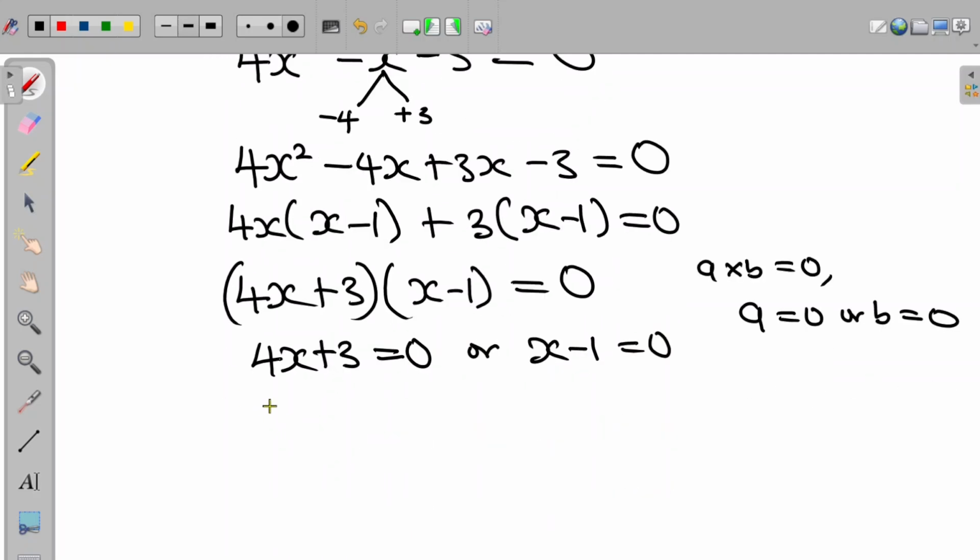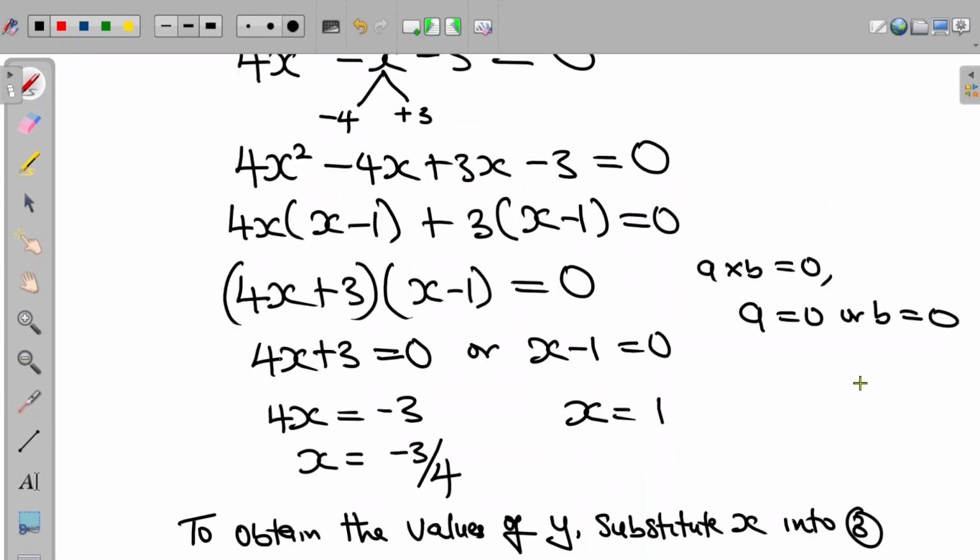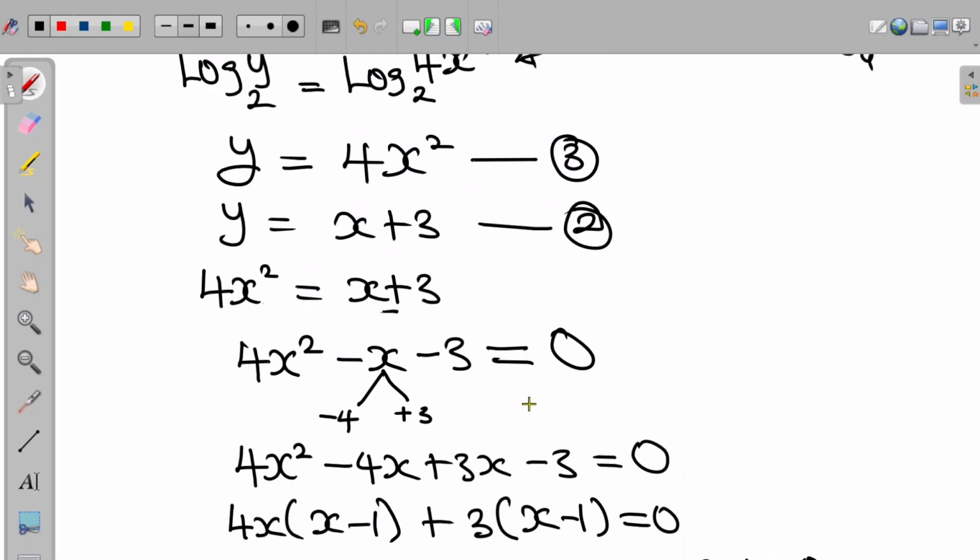So therefore, we have it that 4x is equal to -3, so x is equal to negative 3 divided by 4. And at this point also, we have that x is equal to 1. So we have been able to obtain the values of x, which is negative 3 divided by 4, and x equal to 1. Now, to obtain the values of y, we will substitute x into equation 3. Now, from our question, recall that our equation 3 is giving us y equal to 4x squared.